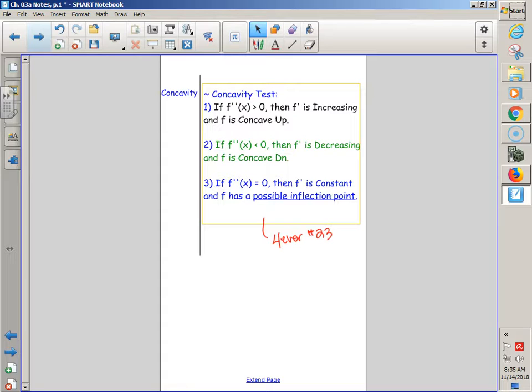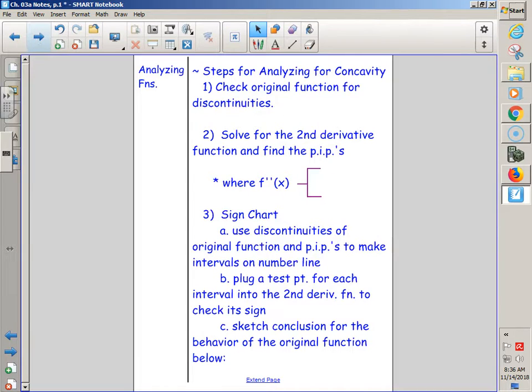It's a lot like the increasing, decreasing test, just the terminology changes a little bit. We don't call zeros and DNEs of f double prime critical numbers. We call them PIPs: possible inflection points. An inflection point is a point at which concavity changes. Possible inflection points are going to be the zeros and DNEs of f double prime.